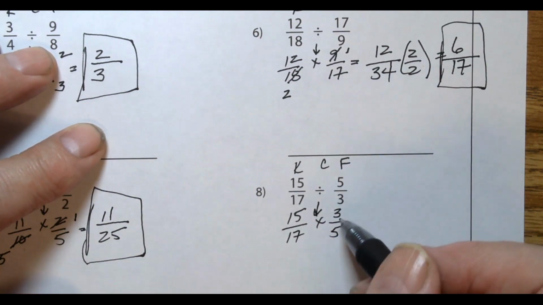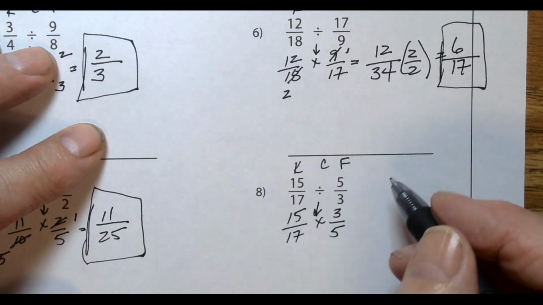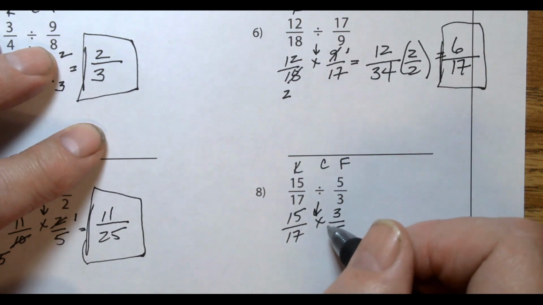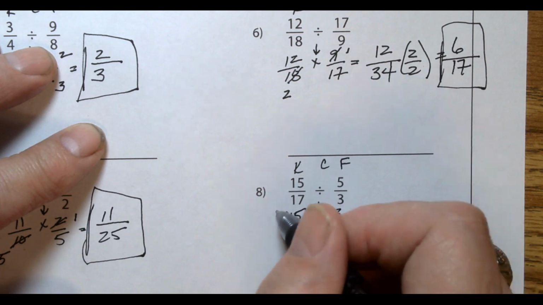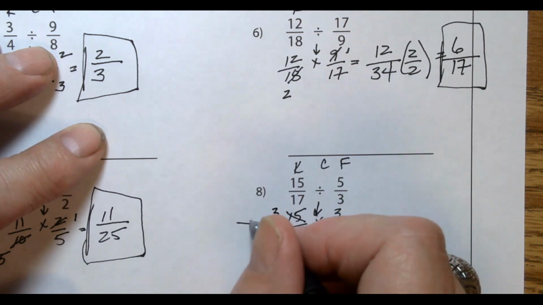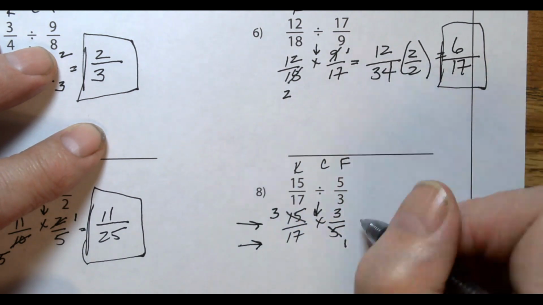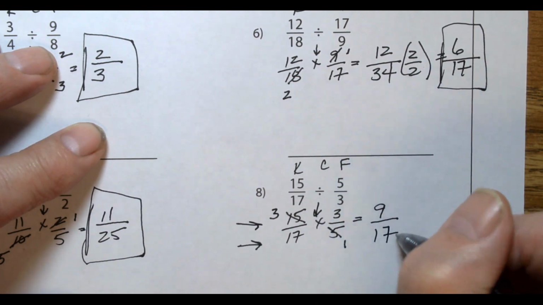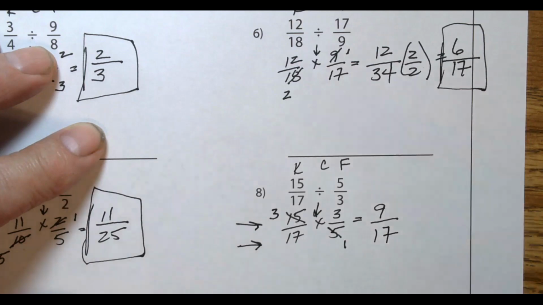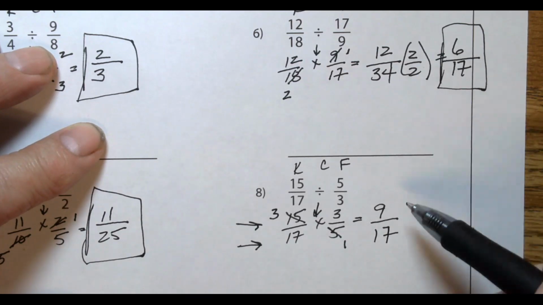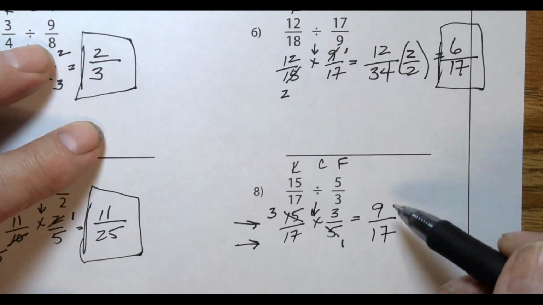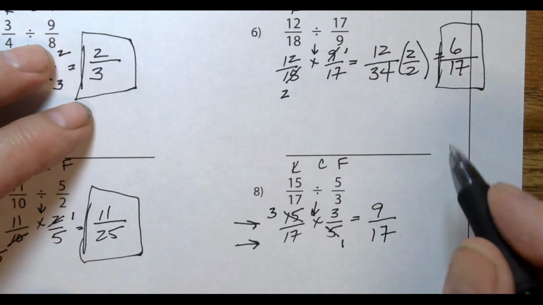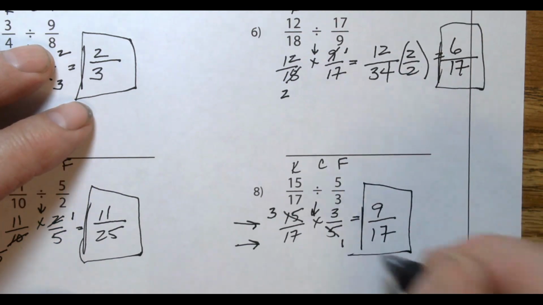I can't do anything with 3 and 17, but 5 does go into 15. So 5 goes into 5 once, 5 goes into 15 3 times. Now I'm going to multiply across. 3 times 3 is 9, and 1 times 17 is 17. And I don't have any common factors there. It is a proper fraction. The numerator is smaller, so this is my final answer.